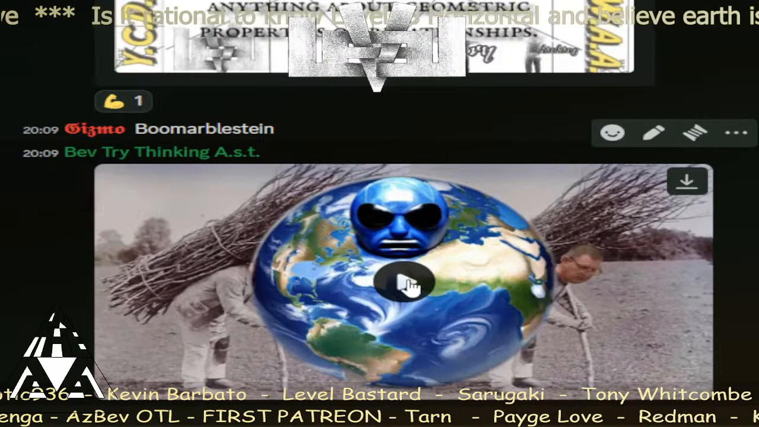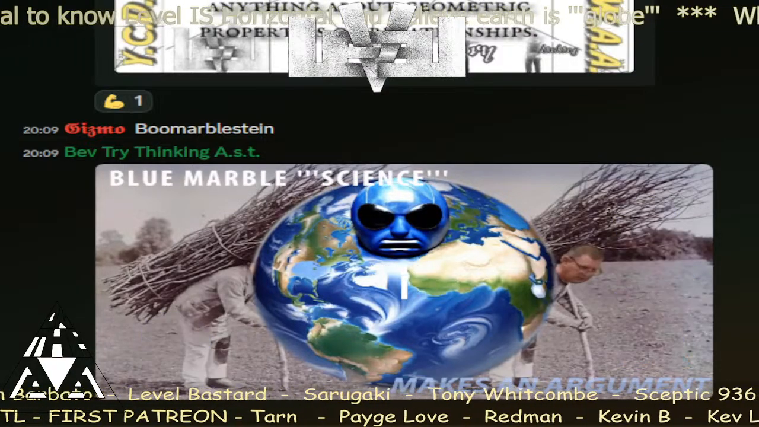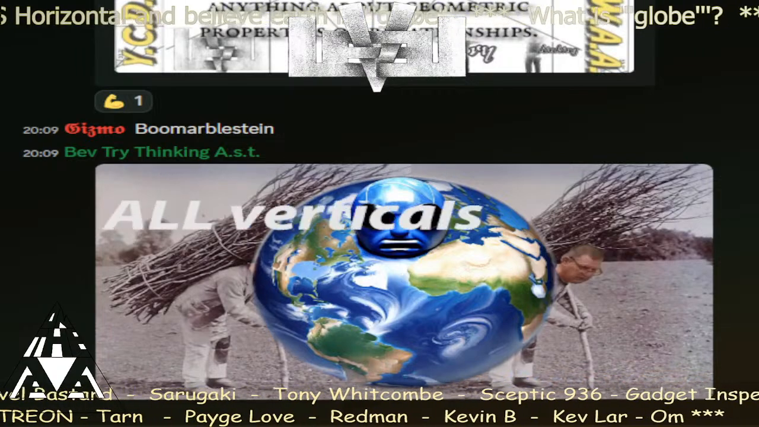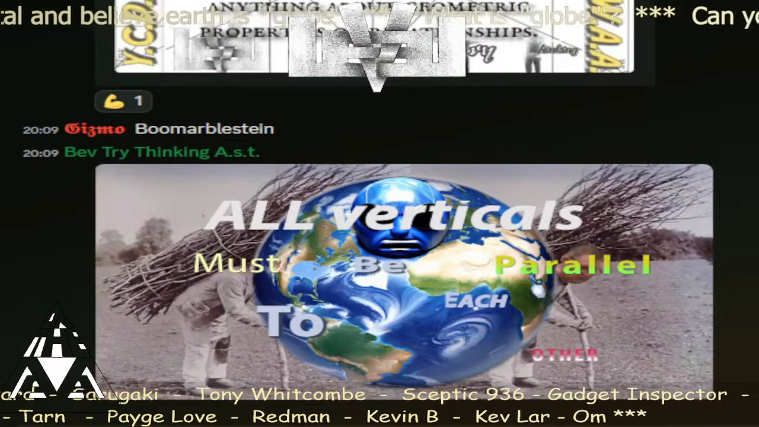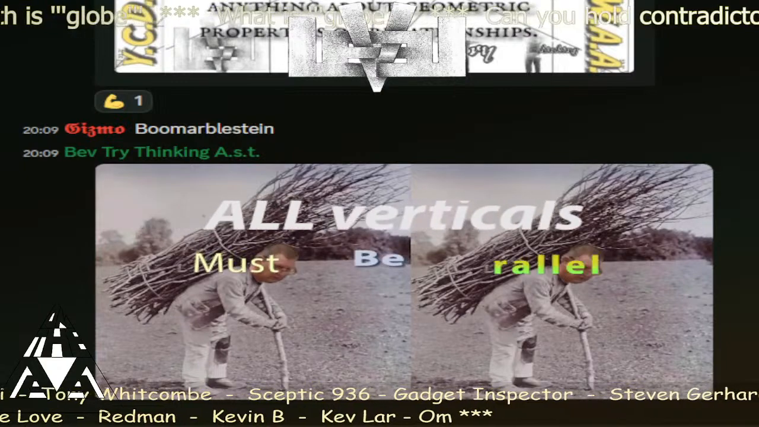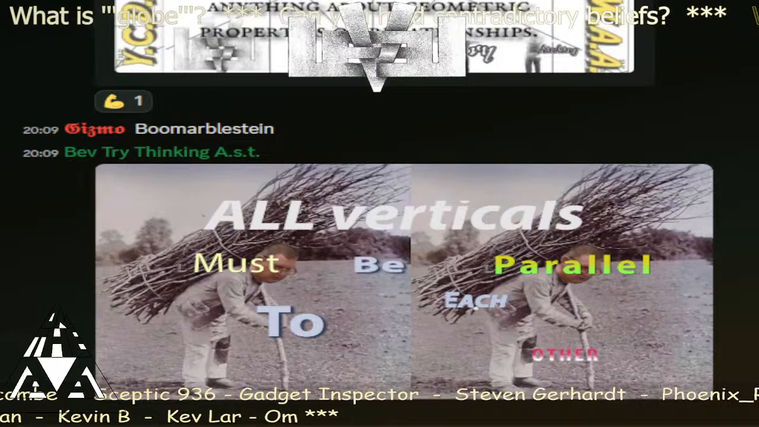All horizontals are parallel and all verticals are perpendicular to horizontal. That only leaves you with the conclusion that all verticals must be parallel to each other. Must be parallel to each other.